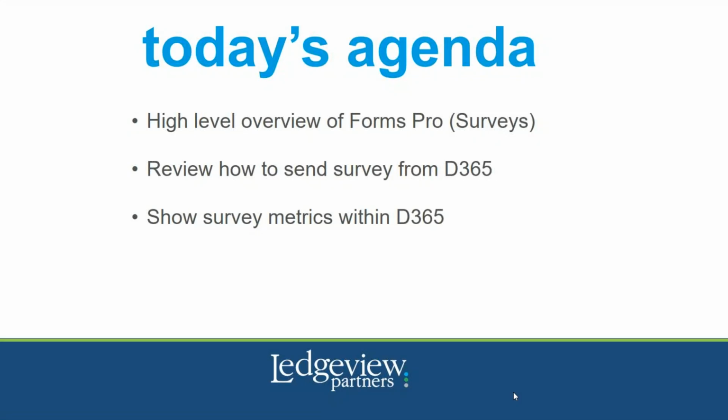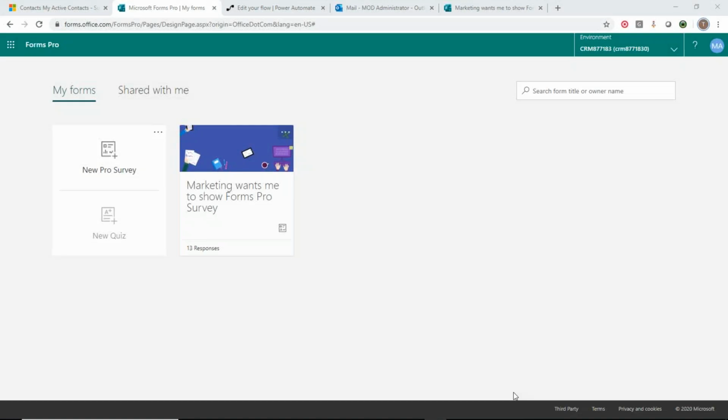So today, I'm just going to be showing you a high-level overview of Forms Pro. I won't be going through all the steps on how to create a survey, but we'll be looking at an existing survey and walking through, at a high level, the features and capabilities that are inside of Forms Pro. We will then jump into D365 and talk through and show you how a survey can be called. We'll be using Power Automate. And then we'll show you, again, that the metrics come back into D365 so you can do additional reporting. Plus, we'll show you what some of the reporting and metrics are inside of Forms Pro. So with that being said, let's jump right into the product.